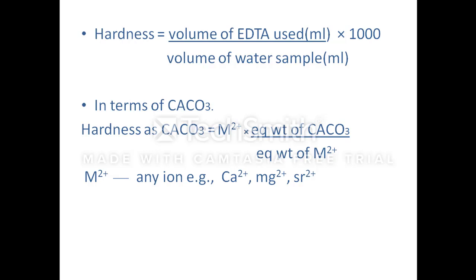Now, how is hardness measured in terms of calcium carbonate? Hardness as CaCO3, that is calcium carbonate, is equal to M2+ into equivalent weight of calcium carbonate divided by equivalent weight of M2+. Now, M2+ can be any ion, for example, calcium 2+, magnesium 2+, strontium 2+.